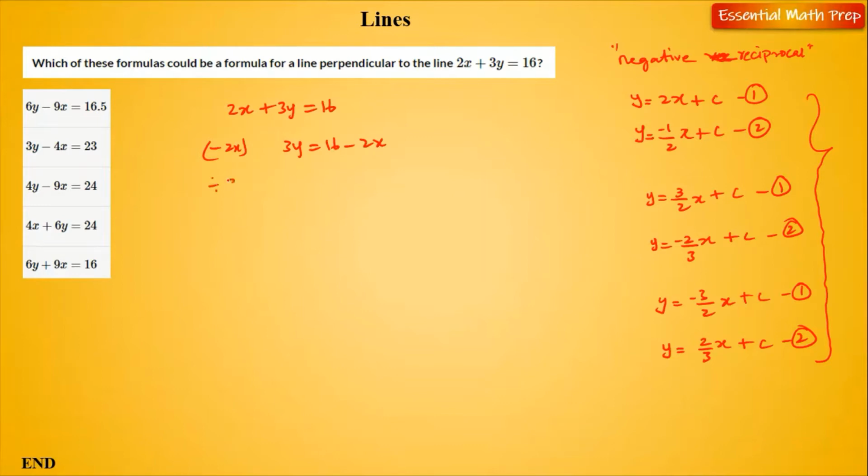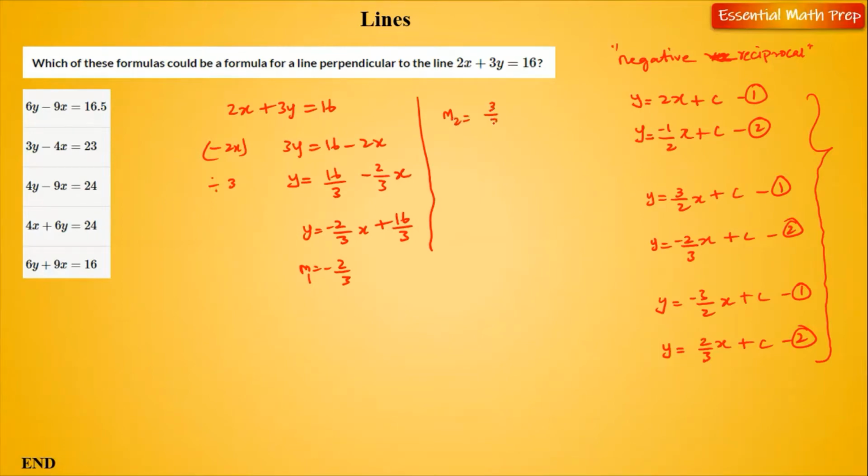And if you divide by 3 on both sides, that's y equals 16 over 3 minus 2/3 x, right? Now, you can rewrite it as y equals negative 2/3 x plus 16 over 3. The 16 over 3 is irrelevant at this point. We know that the slope of the first line is negative 2/3. So the slope of the second line would be the negative reciprocal. That means if you call this M1, M2 should be the negative reciprocal.